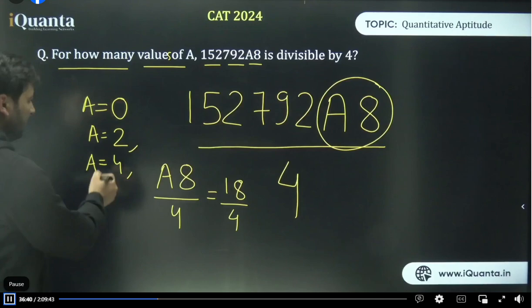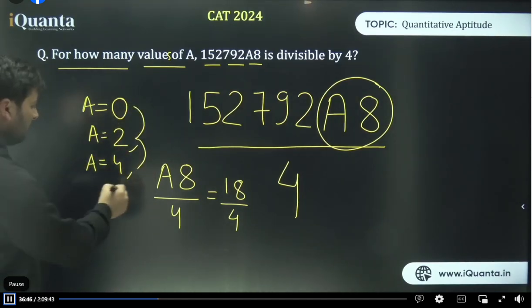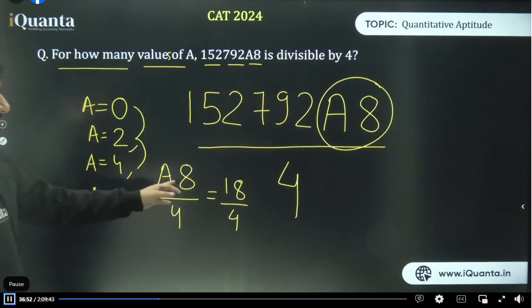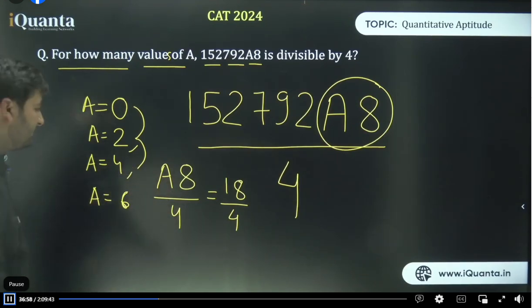So what do we notice here? We notice a pattern: 0, 2, then from 2 it became 4. So we'll directly skip to 6. You can check with 5: 58 by 4 is not divisible by 4, right? When you put 6, 68 by 4, 17 fours are 68, yes. When a is 6, this is divisible by 4.